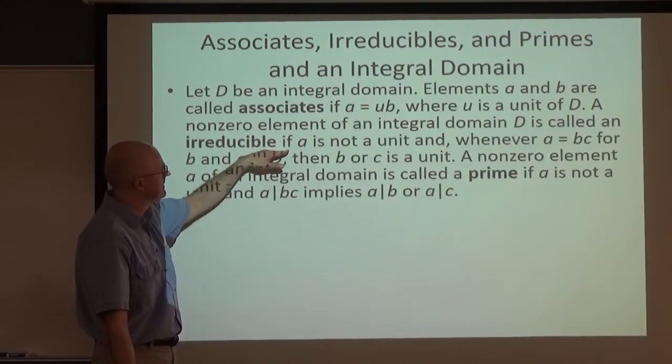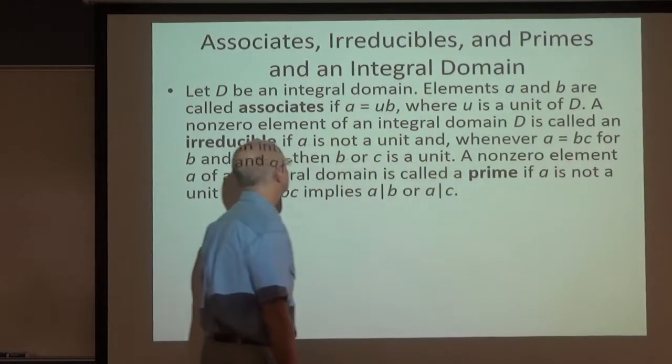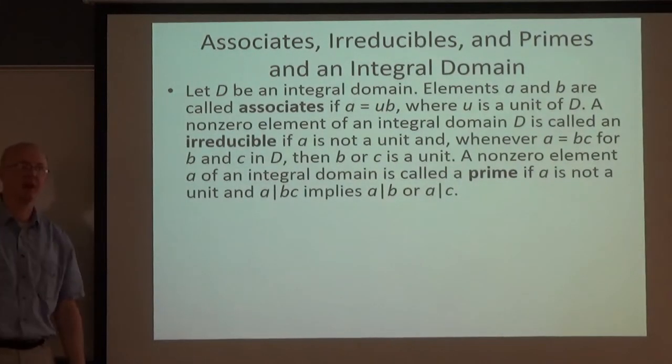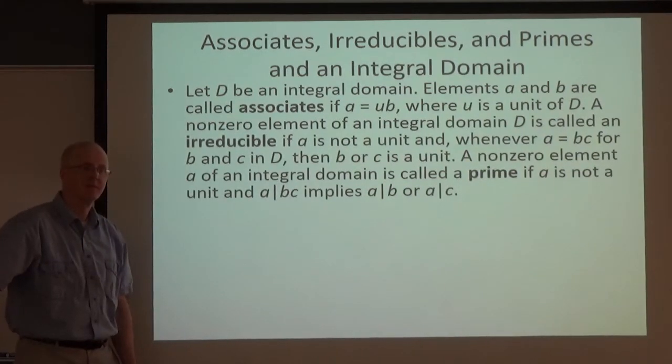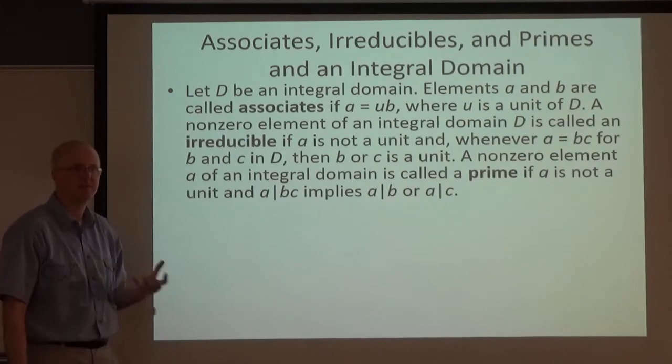if it's not a unit, and whenever you factor it as b times c, either b or c is a unit. That was the same definition of irreducibility of a polynomial over an integral domain. There's only a trivial kind of factorization. b or c has got to be a unit.